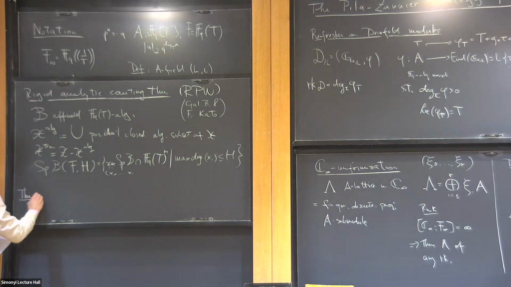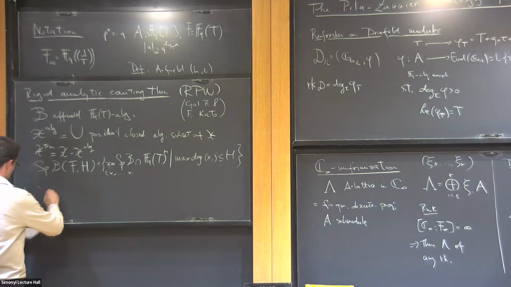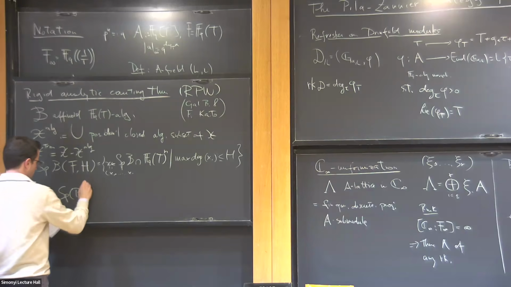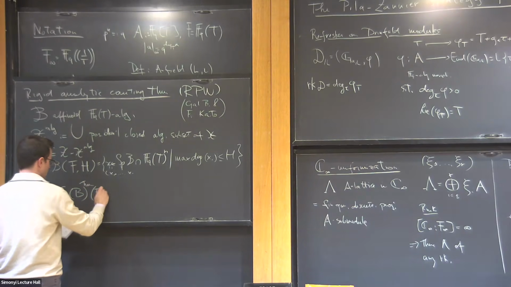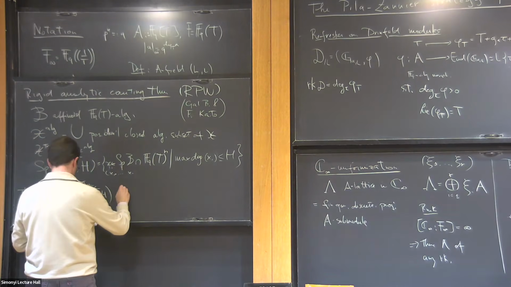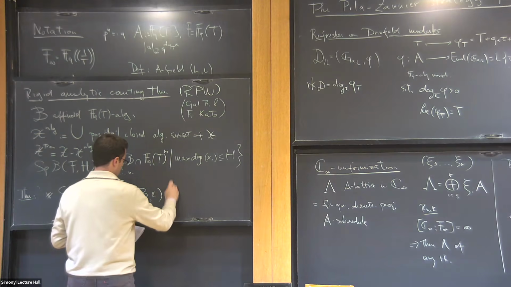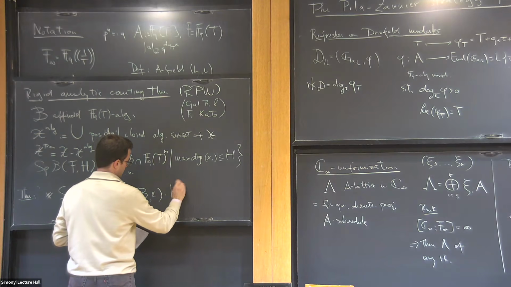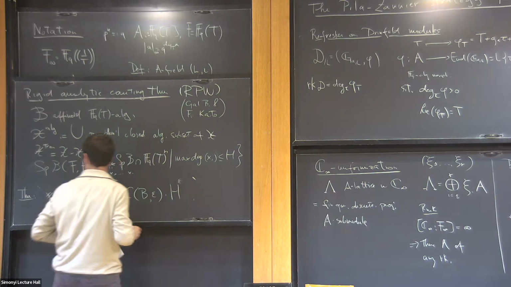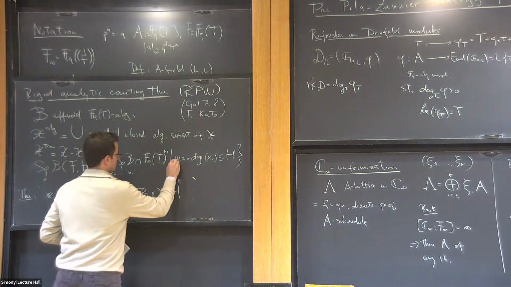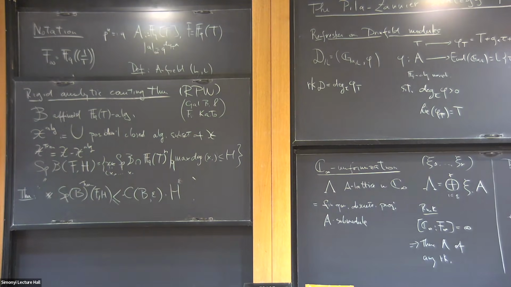The classical form of the theorem says that the cardinality of the transcendental part here is bounded by a constant depending on B and epsilon times H to the epsilon, for every epsilon bigger than 0. I think you should normalize the height. It should be Q to this, right, according to our law.